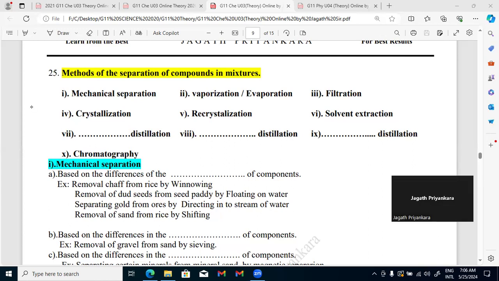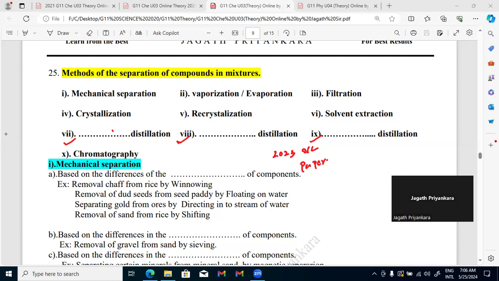This year's oral paper, they asked number 7, 8, 9. In the 2023 oral paper, they asked this under structured essay. What? Separation of mixtures. Distillation. There are 3 types of distillation.